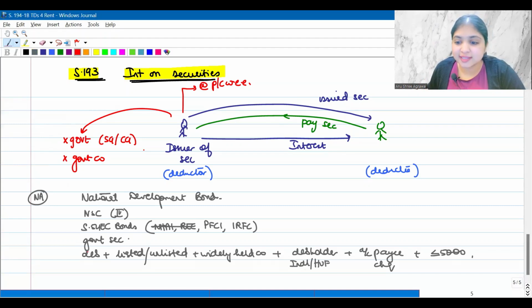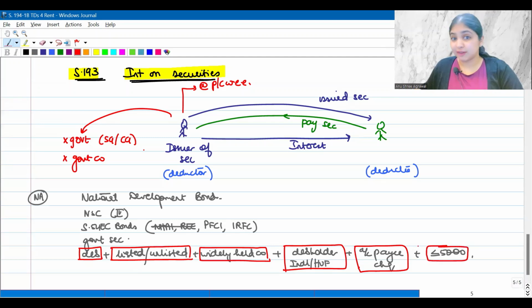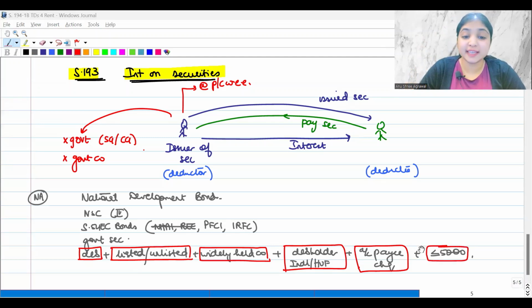What are the conditions, guys? Number 1, the securities have to be debentures. These debentures may be listed debentures or they may be unlisted debentures. These debentures must belong to a widely held company. The debenture holder should be an individual or HUF. The debenture interest should be paid by way of account payee cheque and should not exceed 5,000. If all these conditions are fulfilled, then section 193 TDS on interest on securities will not apply.